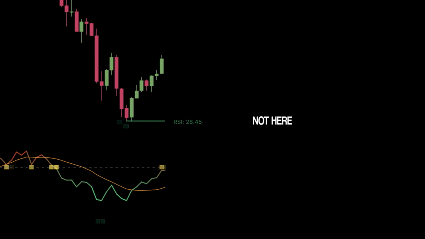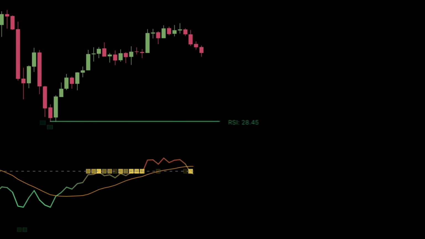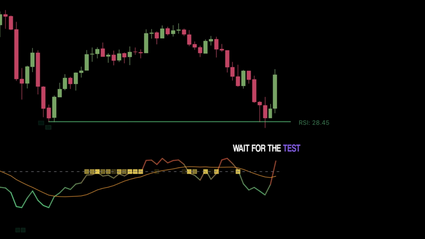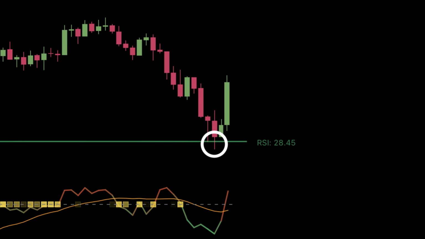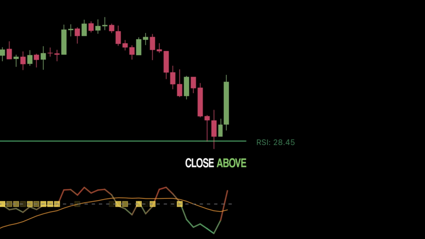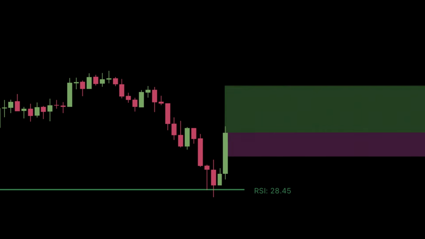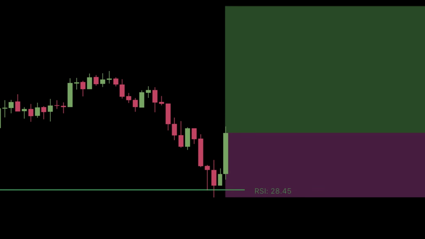Now you don't buy the signal. The signal happened in the panel, the trade happens at the line. You wait for price to come back and test it. Price comes down, wicks under it, and closes back above. That's your entry, on that close. Stop goes just under the level, not under the whole leg down.